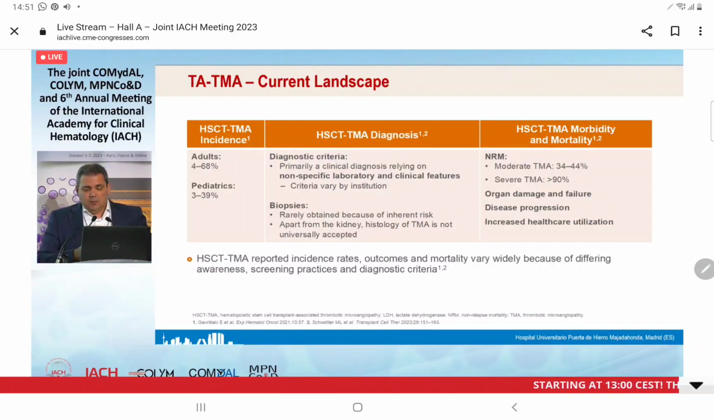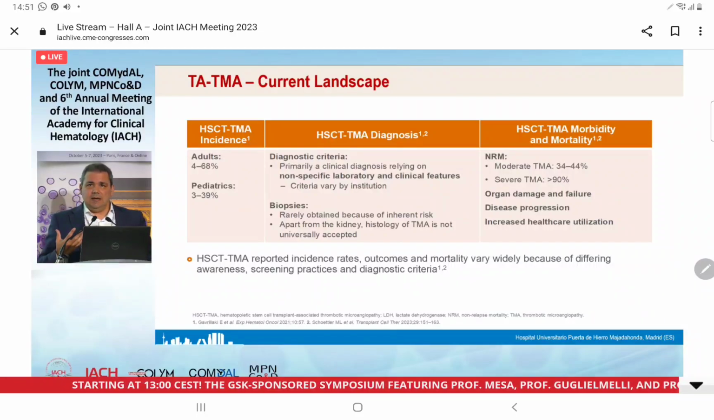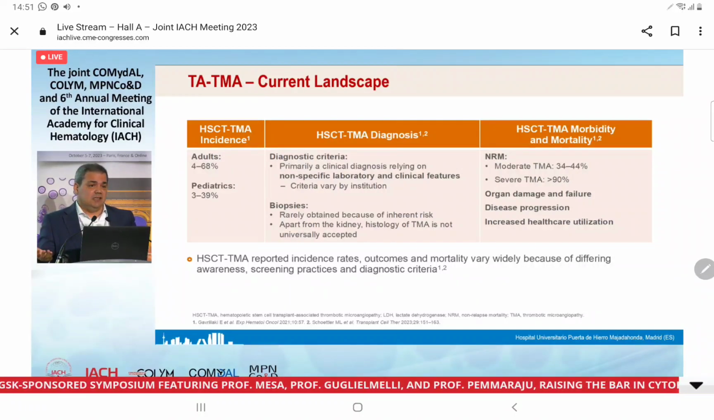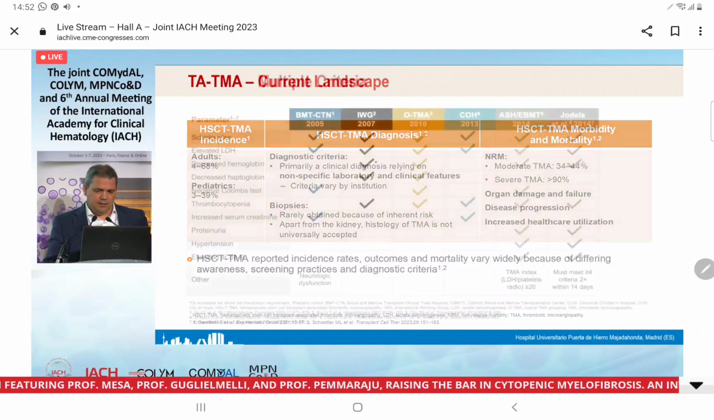And then we end up having an association of this TMA with morbidity and with mortality, with the limitation that we end up having a formal full diagnosis only when we get to the point that the presentation is so severe that things are just gonna go wrong. So clearly we need to improve from here.